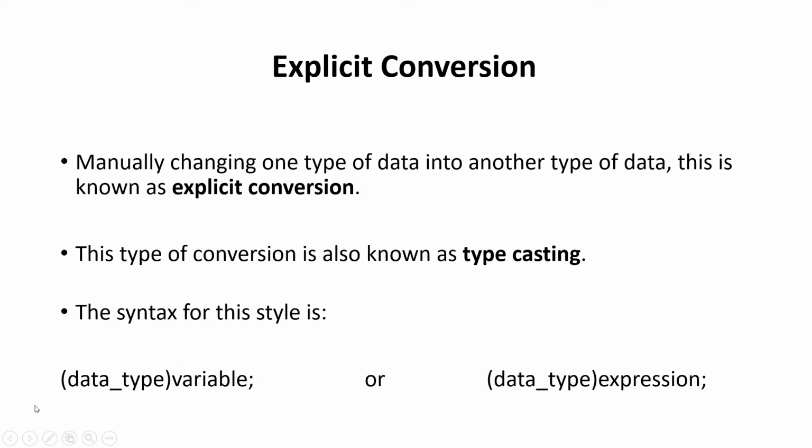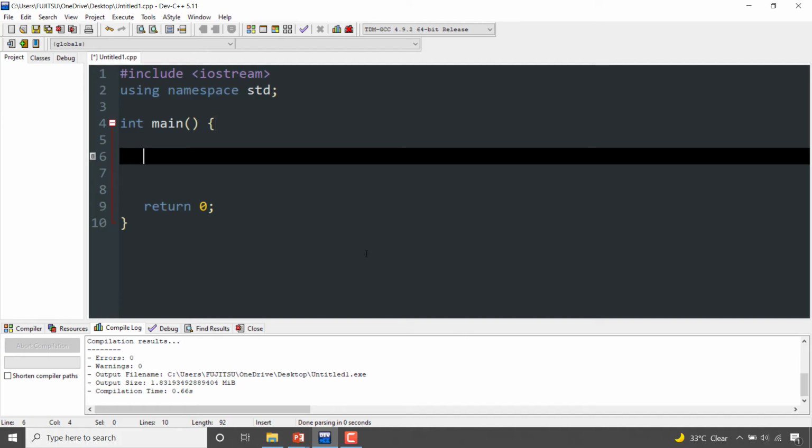The syntax for this style is: you will write any data type to which you want to convert the variable or expression in the brackets, and then you will write the variable name. So you can see here, data type and variable, or you can use this typecasting in an expression when you want the whole expression to convert to one specific data type. So let's do them practically and know the difference between explicit and implicit conversion.